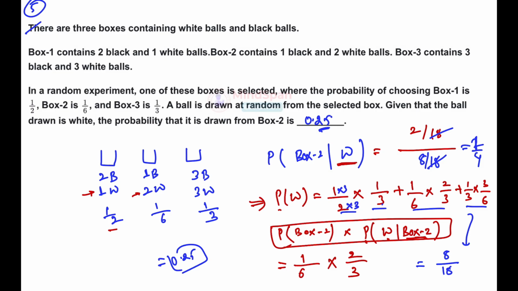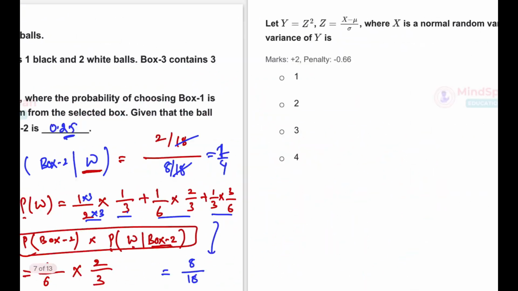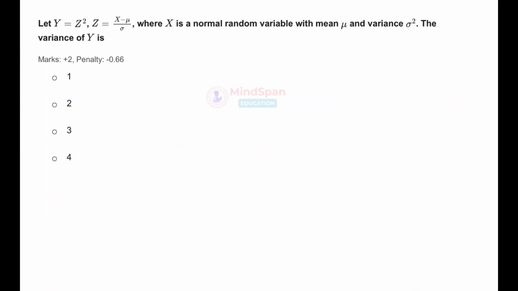Alright, let's look at the next problem. Okay, now let's look at question number 6. Y is equal to z square, where z is related to x like this, where x is a normal random variable with a mean mu and variance sigma square. The variance of y is.